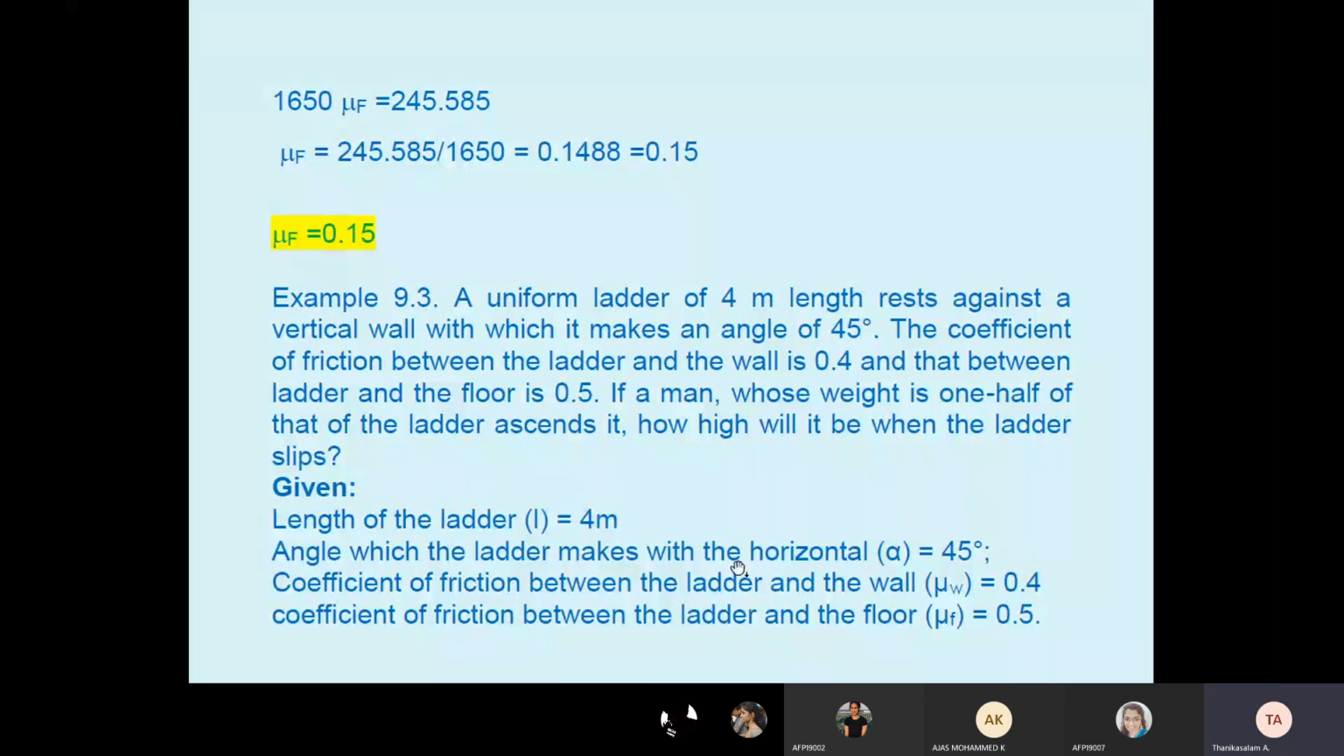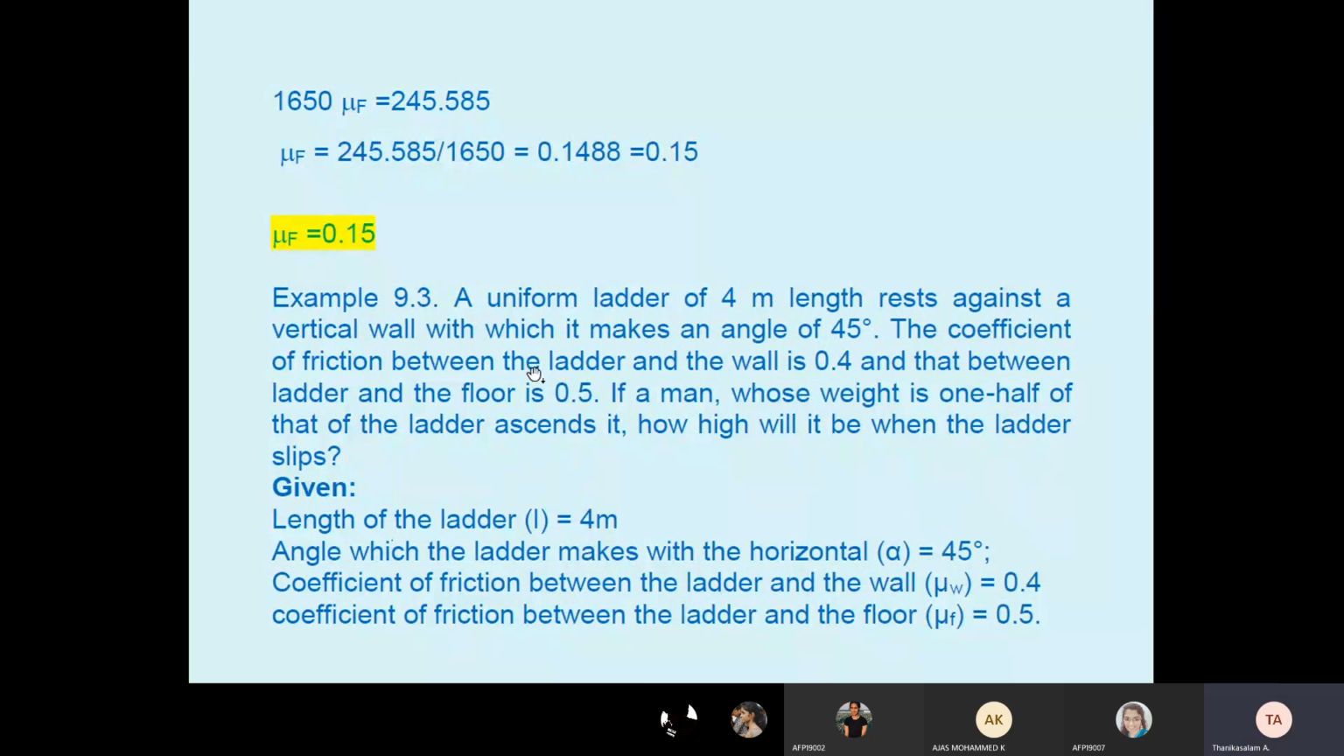See, the angle made with the horizontal. I have directly written the angle, but in the question, it says resting against a vertical wall making 45 degree with the vertical. So what is the horizontal angle? 90 minus 45. I directly wrote 45 degree, students. Be careful when you read the question. They mention it with respect to the vertical. So the horizontal is 90 minus 45, 45 degree.